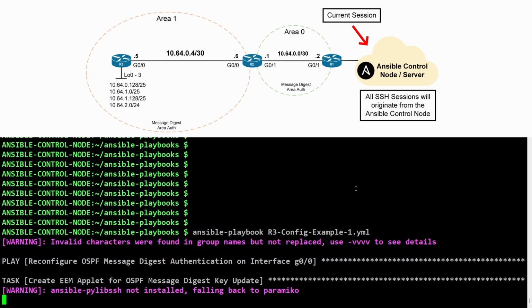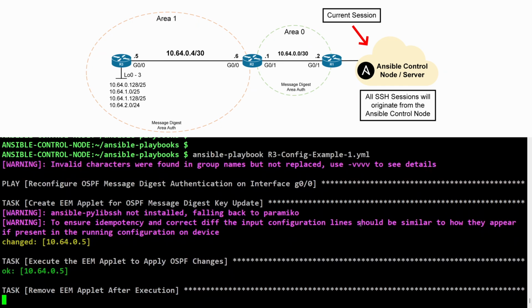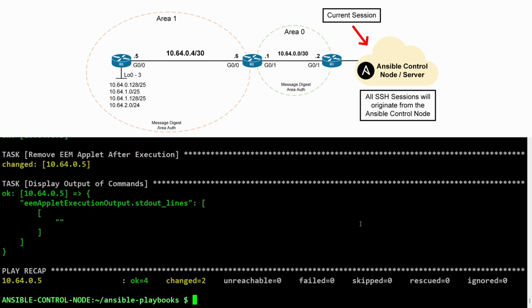As you can see, it gives us the play-by-play breakdown. Okay, that's good. The EEM applet has now been created. Now it's been triggered and run on router 3. Okay, we just got the confirmation that everything was okay. That's good. 100% success rate is always a good thing.